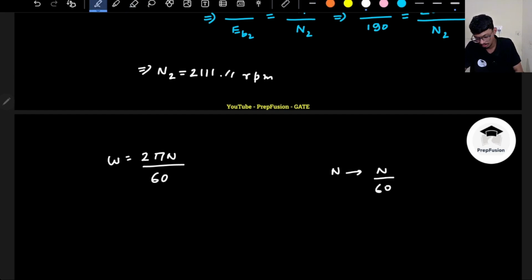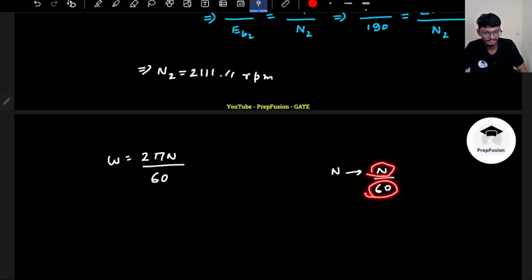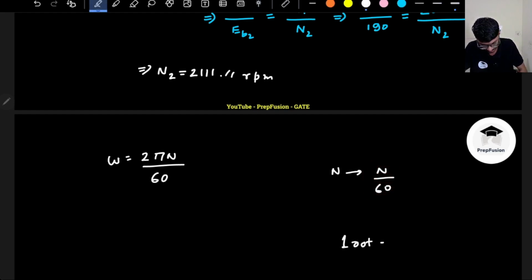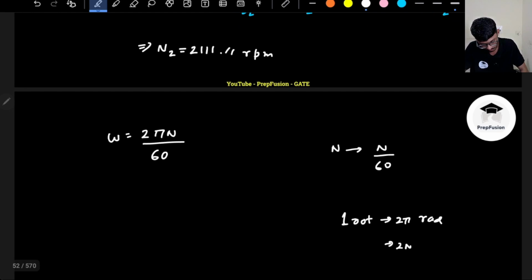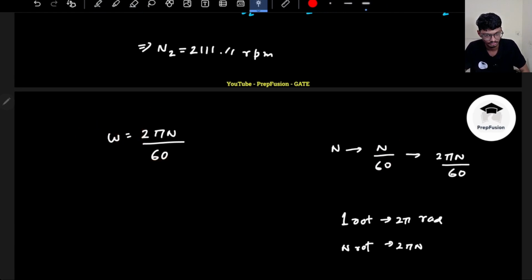Very easy, right? Now it means in every second I am doing this many rotations. So how many radians am I moving? Because one rotation, one whole circle, is 2 pi radians. So N rotations will be 2 pi N. So that's why it gets replaced with 2 pi N. My unit is radian per second, so that's why omega is 2 pi N by 60. Very simple. That's how you can do the conversion. Very simple and easy to understand.